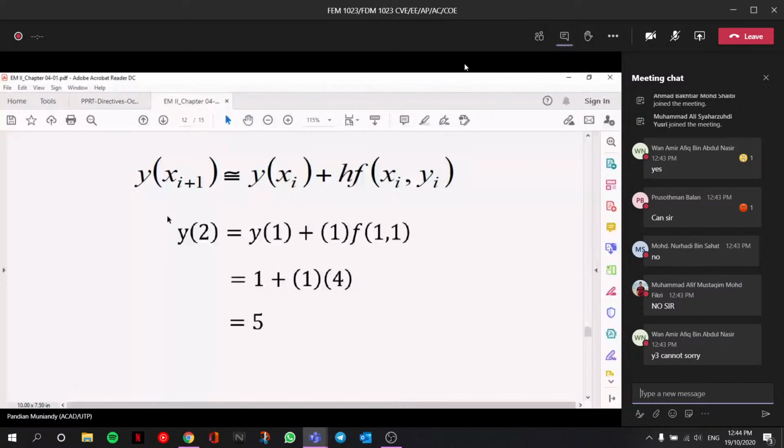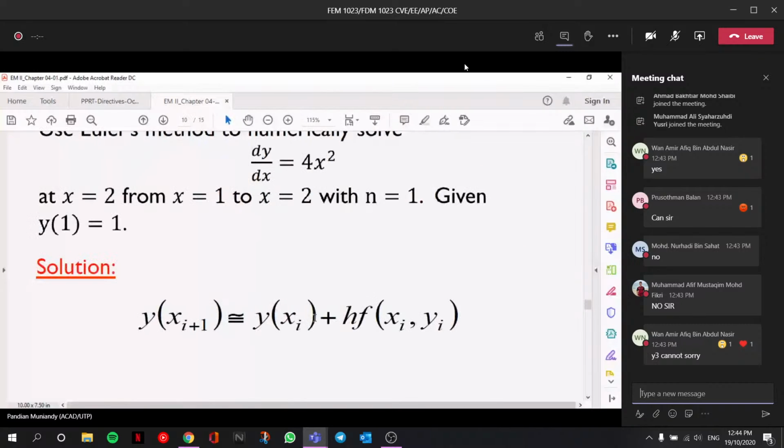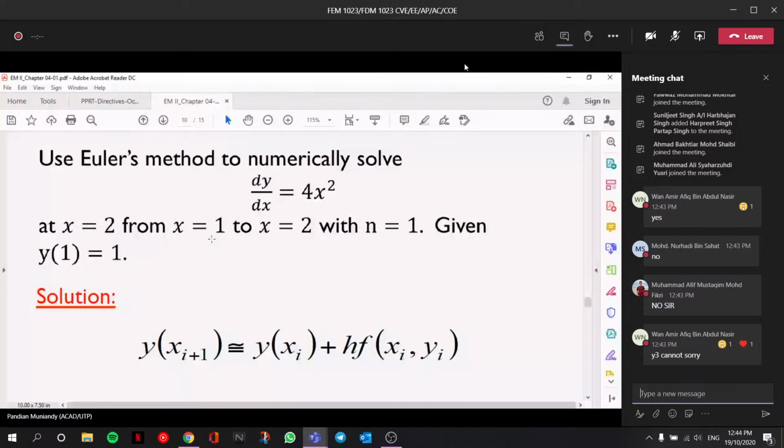So Y2, this is how you calculate, yeah? Y2 equals to 5. So you already calculated, this is the calculation. So the answer is 5. Now, how do you calculate Y3? This is 2, n is 1. So you start with x1, x2. When x2, your output y is 5. Okay, so you already found 5.